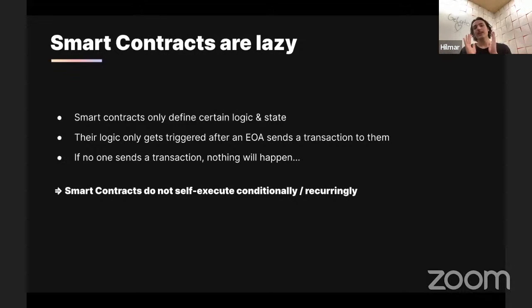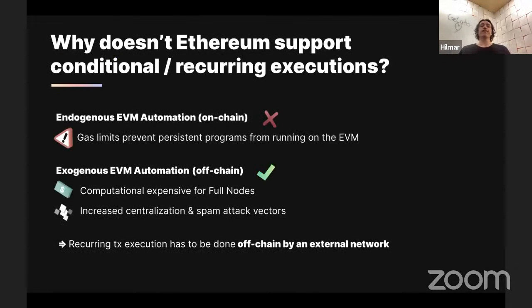But this logic is not just triggered automatically. It will only be executed, and the state changes you want to do will only get triggered, if you or someone actually sends a transaction to that particular smart contract and executes the logic. If no one sends a transaction, nothing gets executed, right? So important to understand, smart contracts don't self-execute conditionally or recurringly. You have to do it, or someone has to do it. Well, why is that, right? Why wasn't it baked into the system, right?